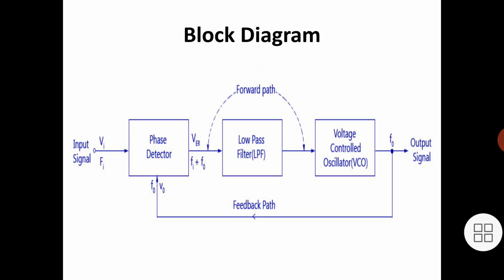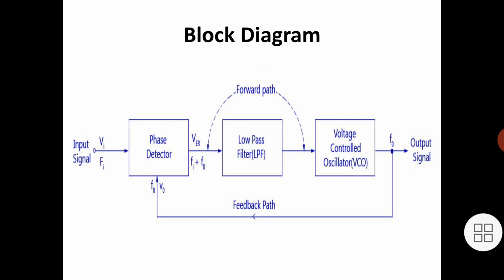The first block is phase detector. We have already covered this topic in the last video lecture. The second block is low pass filter. And what is the function of low pass filter? The function of low pass filter is to filter out the high frequency signal. And the third one is voltage controlled oscillator.